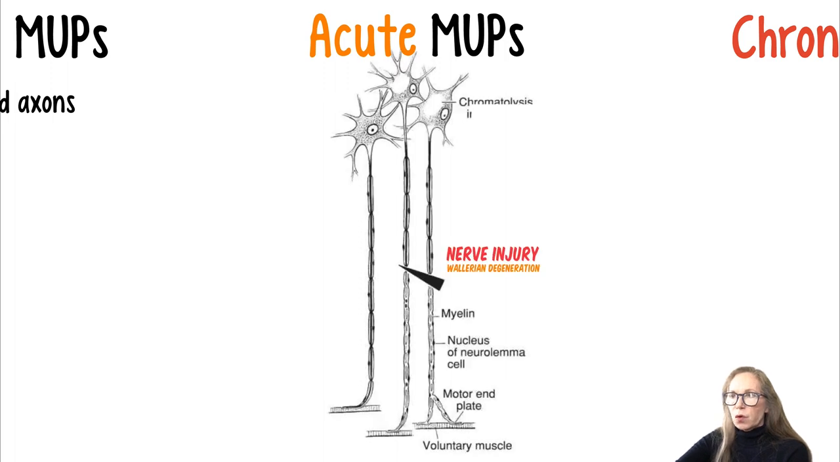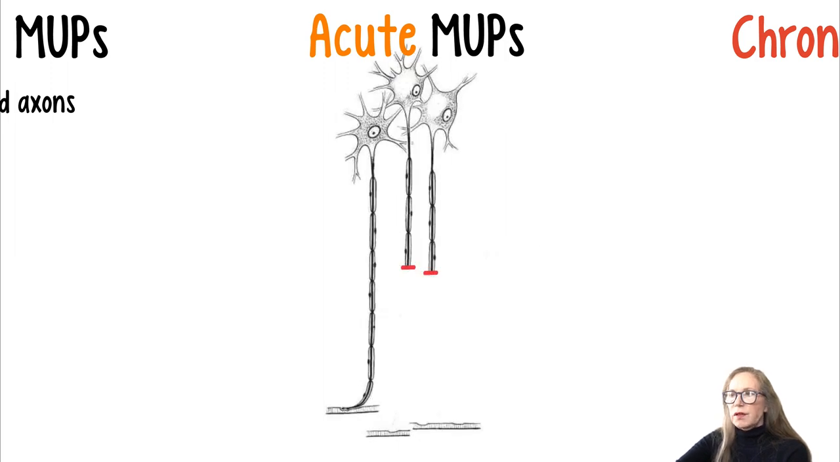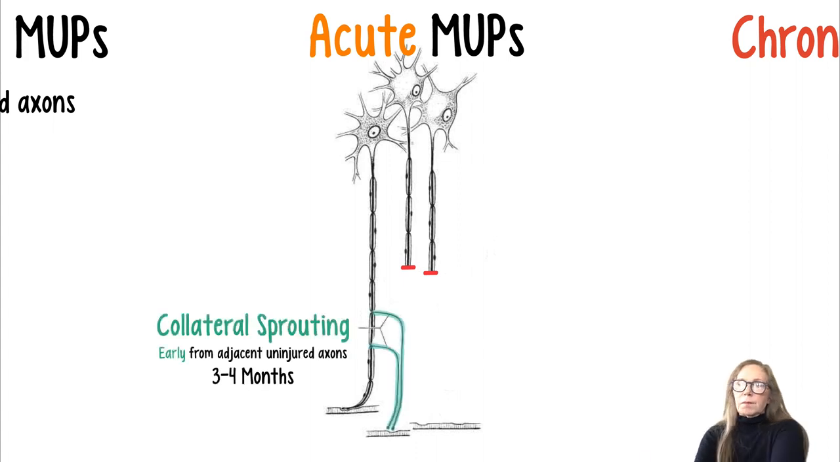So here we have a normal cartoon axon, and then 2 of them are injured. Early on, and I'm meaning between 3 or 4 months, if there are enough axons that have missed the hit, then they will collaterally sprout and reinnervate adjacent injured motor end plates. It's like they're moving over and babysitting. It's like a physiological nerve transfer.